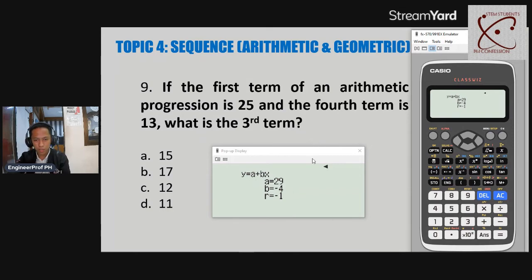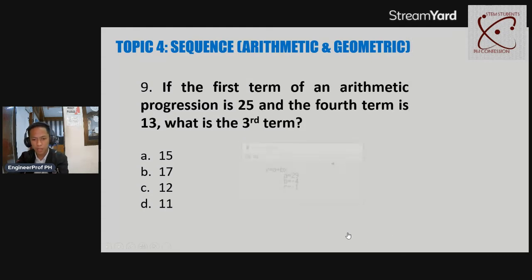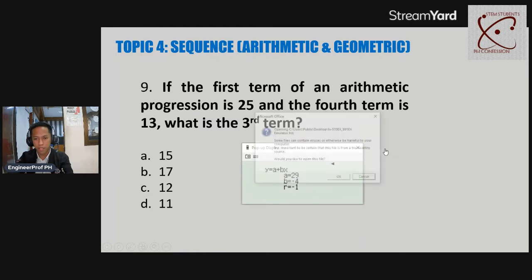So take note natin, i-take note natin itong equation kasi ito yung gagamitin natin to solve for the third term. If A is 29, B is -4, if X is 3, kasi third term, what is Y? What is the term? Okay? So, ayun, nakaano lang siya. Ayan, in-snip ko kanina. Ayan, ito yung na-snip natin. Then, balik tayo sa calculator.